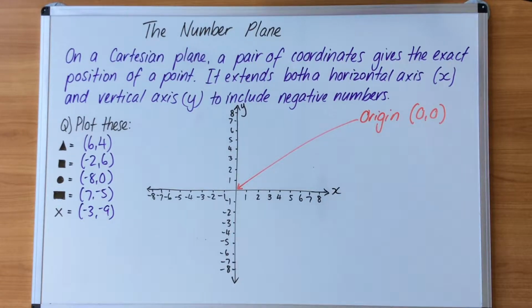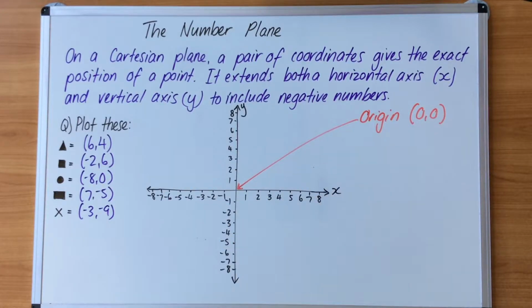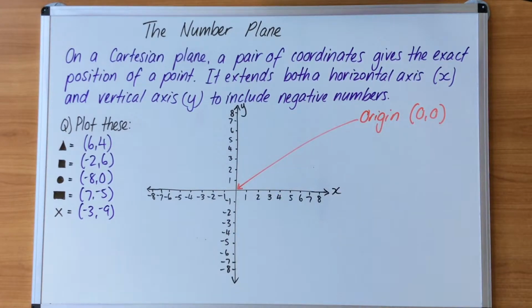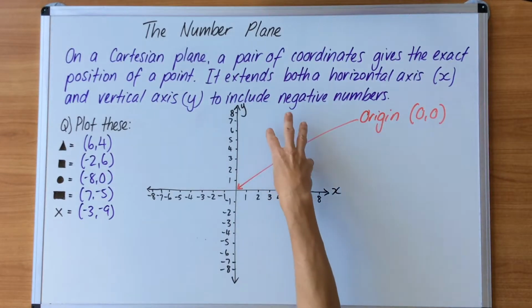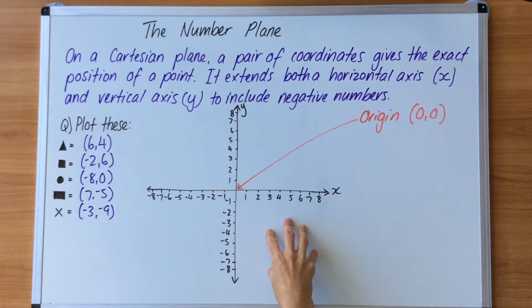In this video we are going to focus on the number plane. On a Cartesian plane, a pair of coordinates gives the exact position of a point. It extends both a horizontal axis, x, and a vertical axis, y, to include negative numbers. The central crossover point is called the origin, with coordinates of 0, 0. It contains 4 quadrants: quadrant 1, quadrant 2, quadrant 3 and quadrant 4.